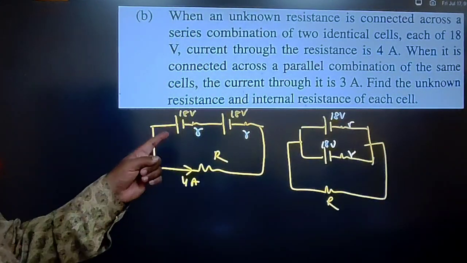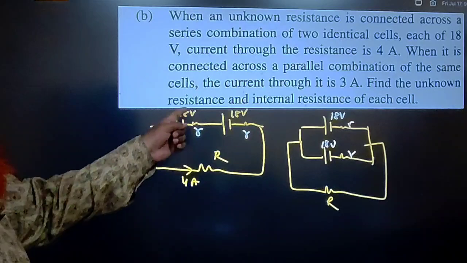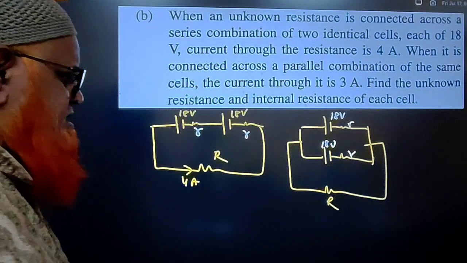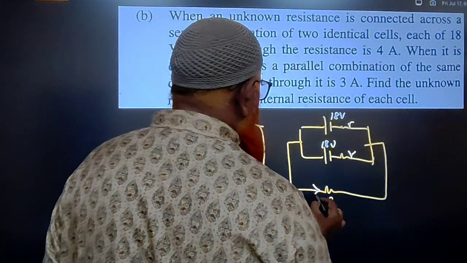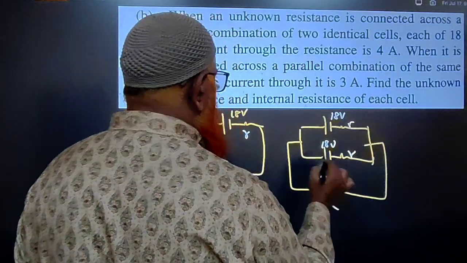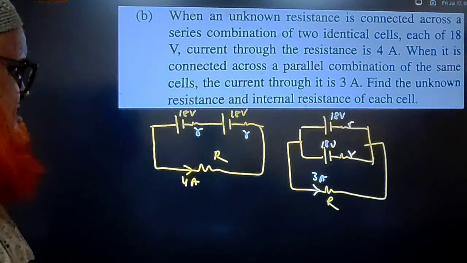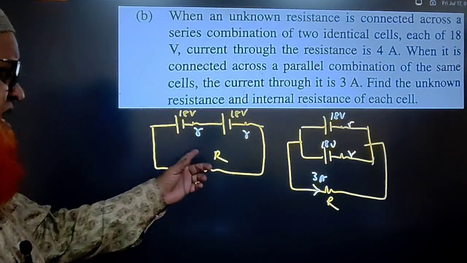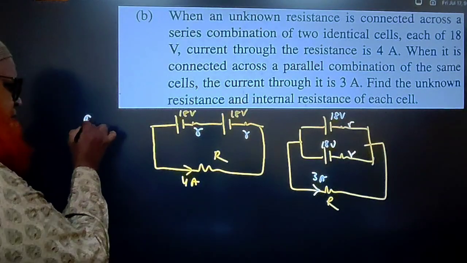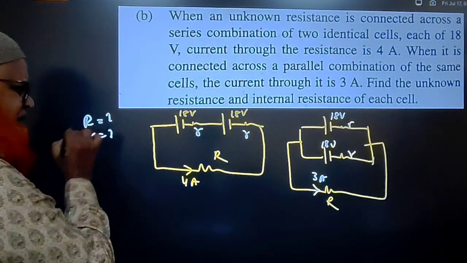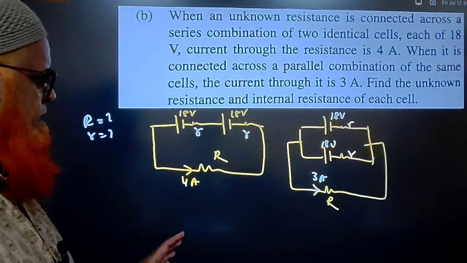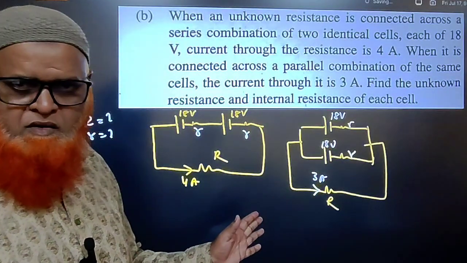So in the second case, if you observe, in the parallel combination, the current passing through this is going to be 3 amperes, it is given. Find the unknown resistance and internal resistance. He is asking us to find out what is capital R and also what is small r. Hope you understood what I am saying now.